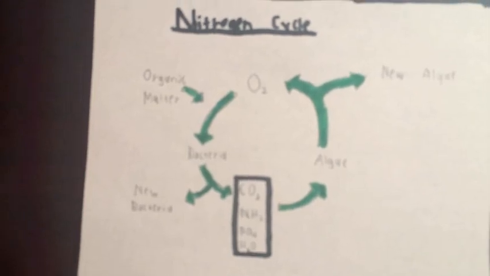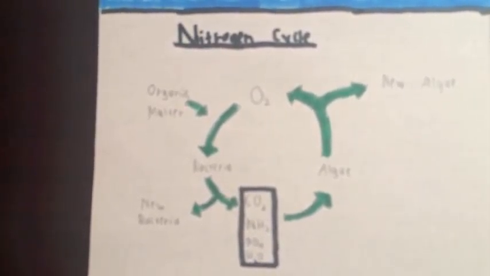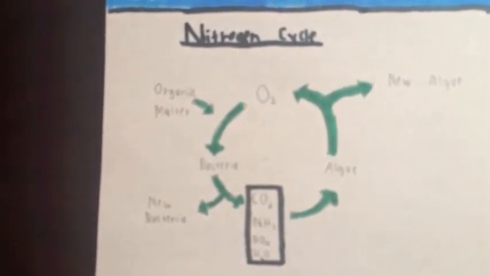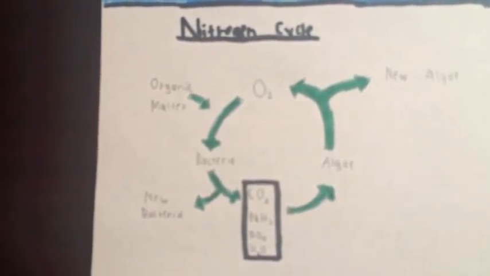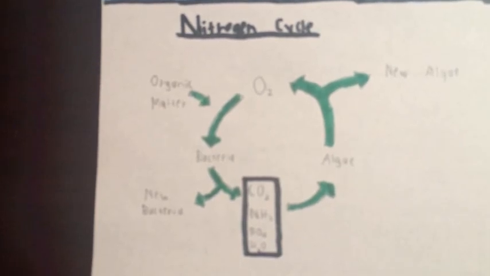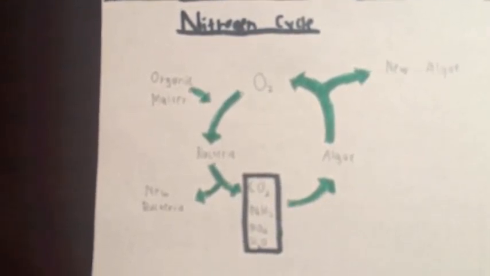The nitrogen cycle is the process by which nitrogen is converted between its various chemical forms. These transformations can be carried out through both biological and physical processes. Important processes in the nitrogen cycle include fixation, aminification, nitrification, and denitrification.